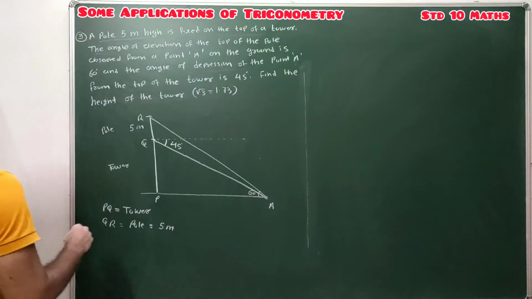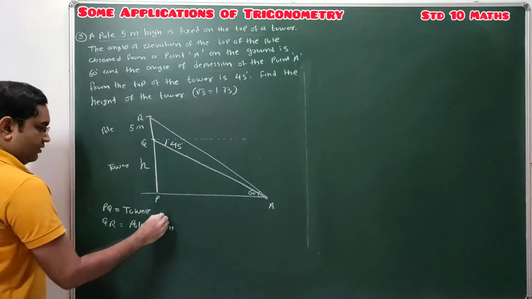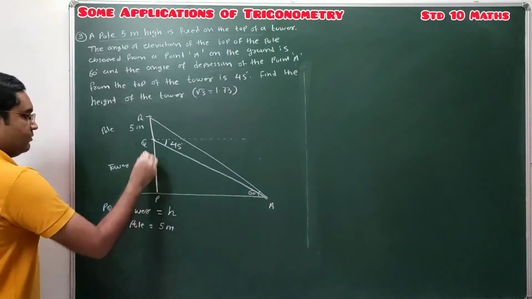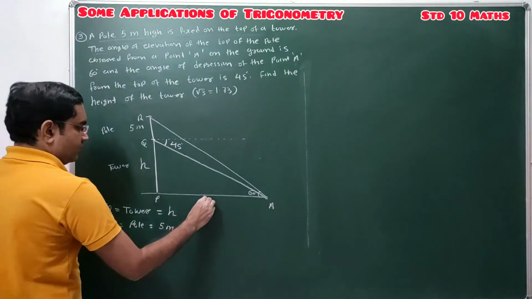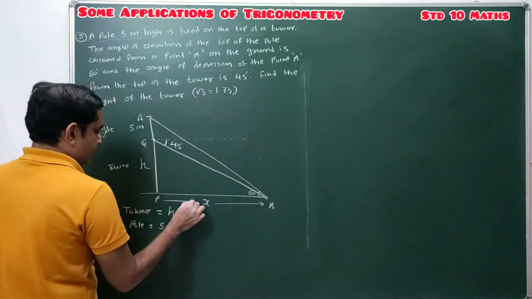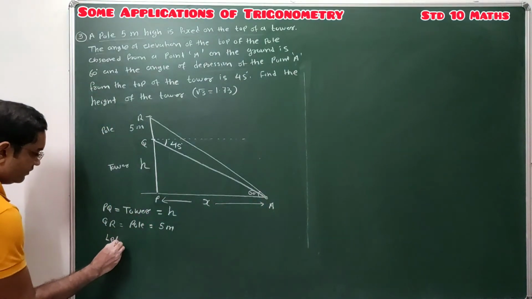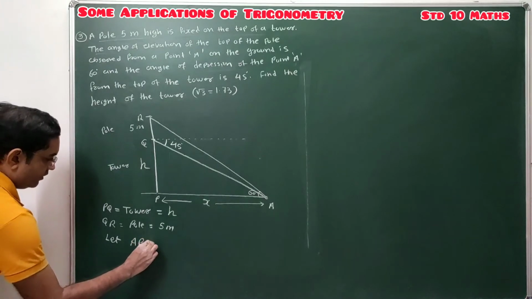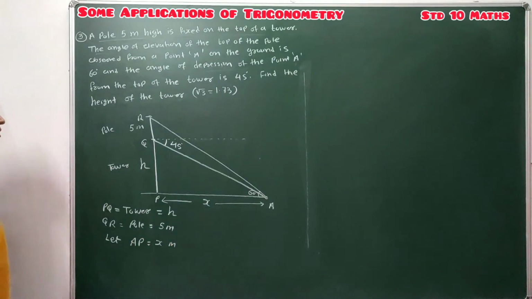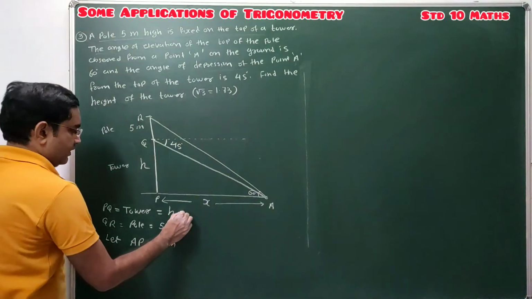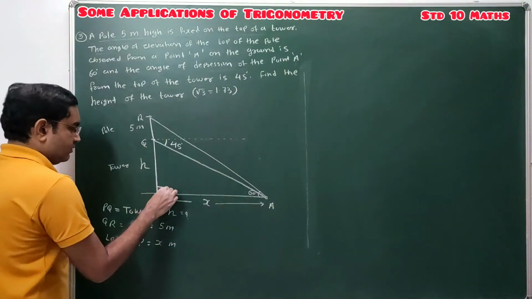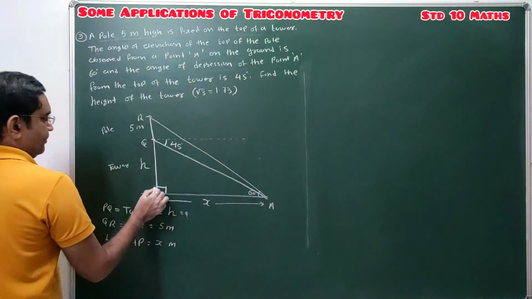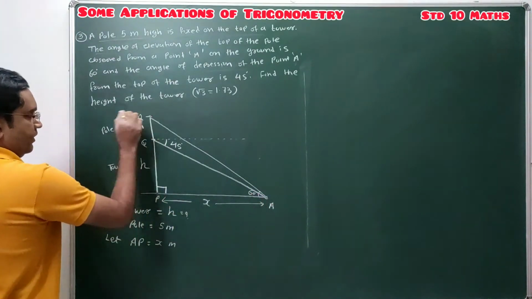Find the height of the tower. So you have to find the height of this tower H. So let's assume the height of the tower is H, the height of the pole is 5 meters, and the distance of this point from the feet of the tower is x meters. So let AP equal x meters. This is our assumption. You have to find the height of the tower. That is our question. So here we can say that two right angle triangles are formed. The first right angle triangle is triangle APQ and the second right angle triangle is APR.